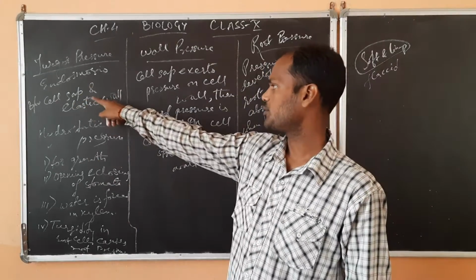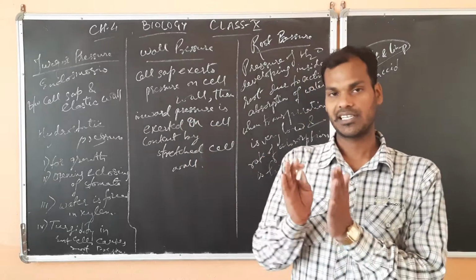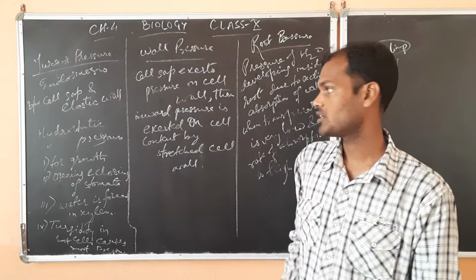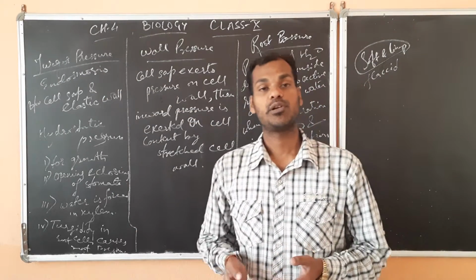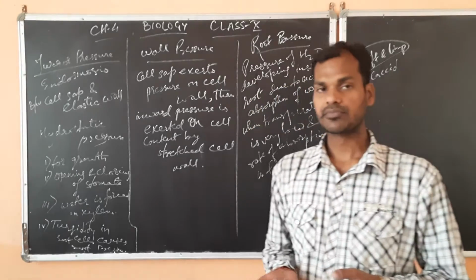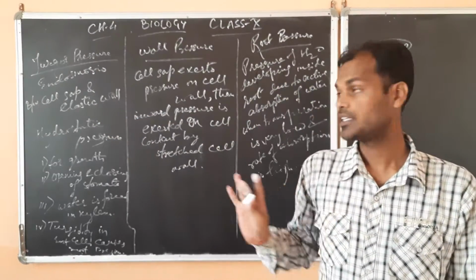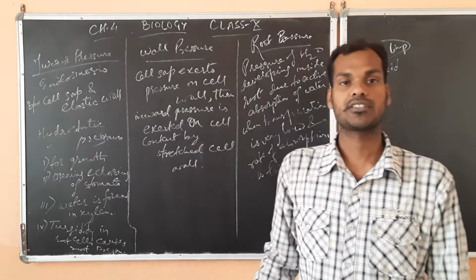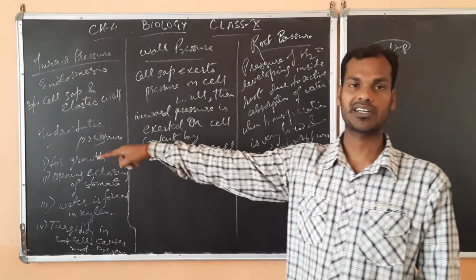So you can see between the cell sac and the elastic wall, there is a pressure that develops due to endosmosis, and this pressure is known as turgor pressure, and the condition is known as turgidity. It is a type of hydrostatic pressure, which simply means the pressure has arisen due to the presence or absorption of water. So this is turgor pressure.